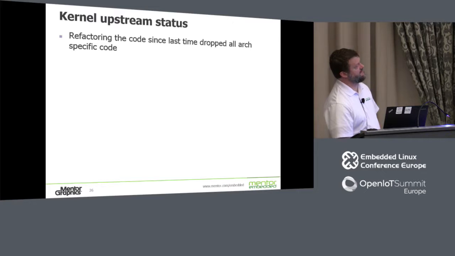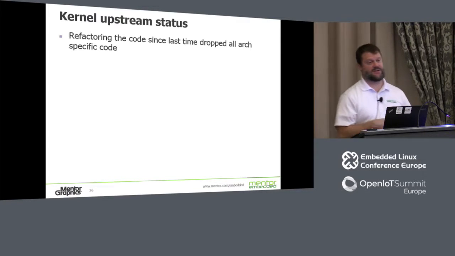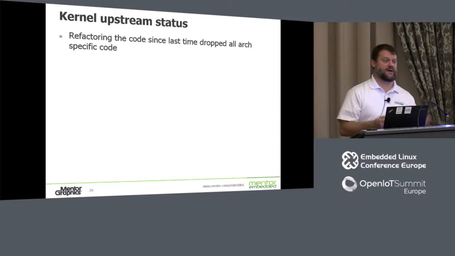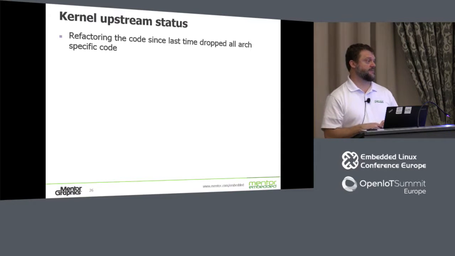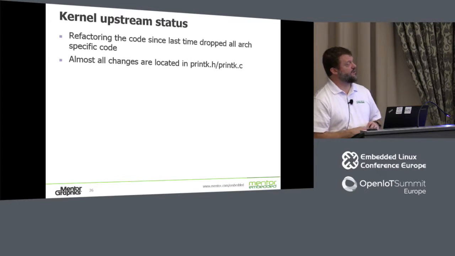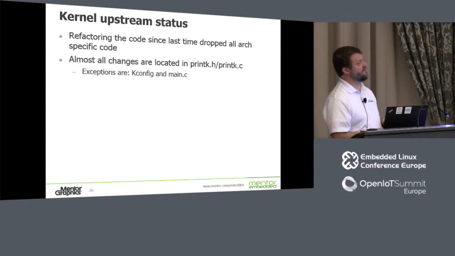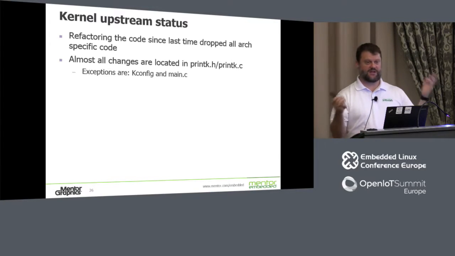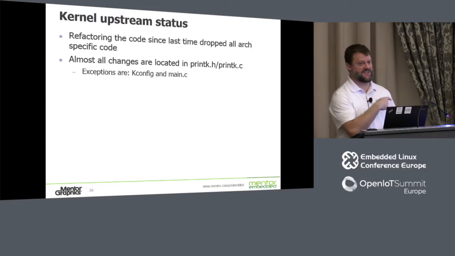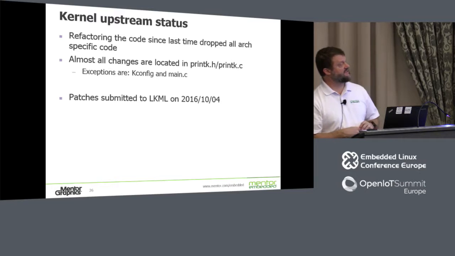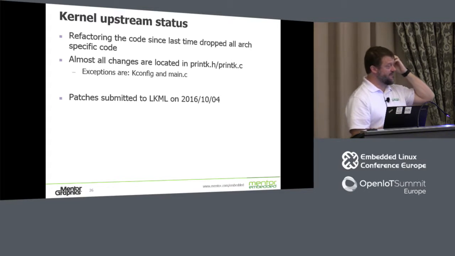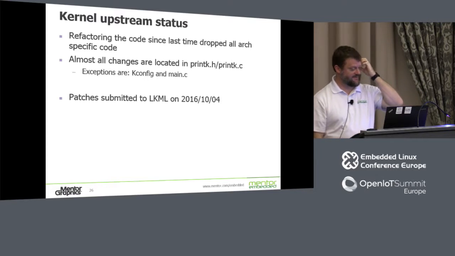So, the upstream status. With the refactoring of the code since last time, I managed to drop out all the arch-specific code, which was nice. All of that was really related to the memory reservation and sharing. Pretty much almost all of the changes are located in printk.h or printk.c, which is kind of nice from just a cleanliness perspective. There are basically two exceptions to that: Kconfig, in order to add the option in, and then the actual setup_ext_log_buff call in main.c. I submitted these to LKML, for those who can read dates. That was not that long ago.